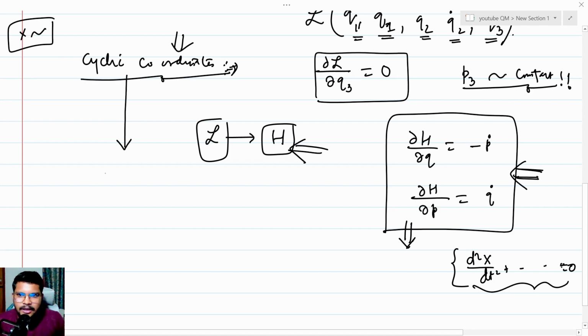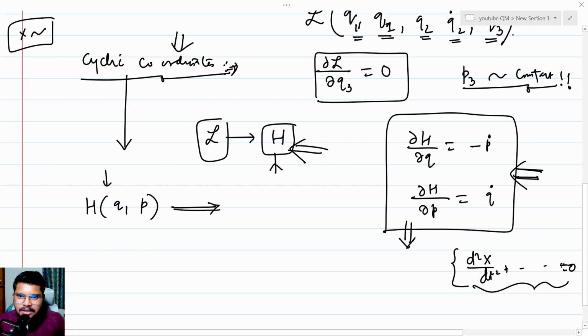But let me rephrase this one. Can I have some way to make this cyclic coordinate? Can I generate myself some kind of a cyclic coordinate? Now, let us say my original phase space variables, as I told you, H depends on q and p.